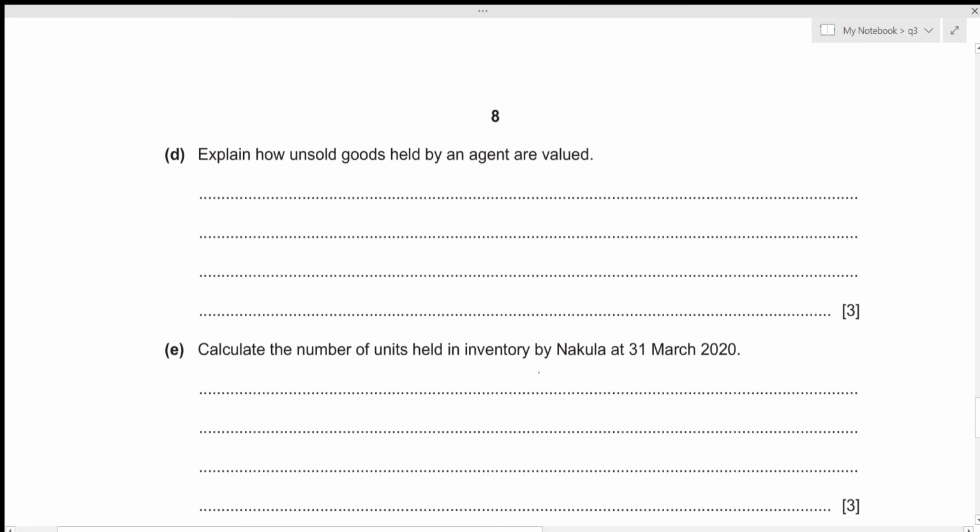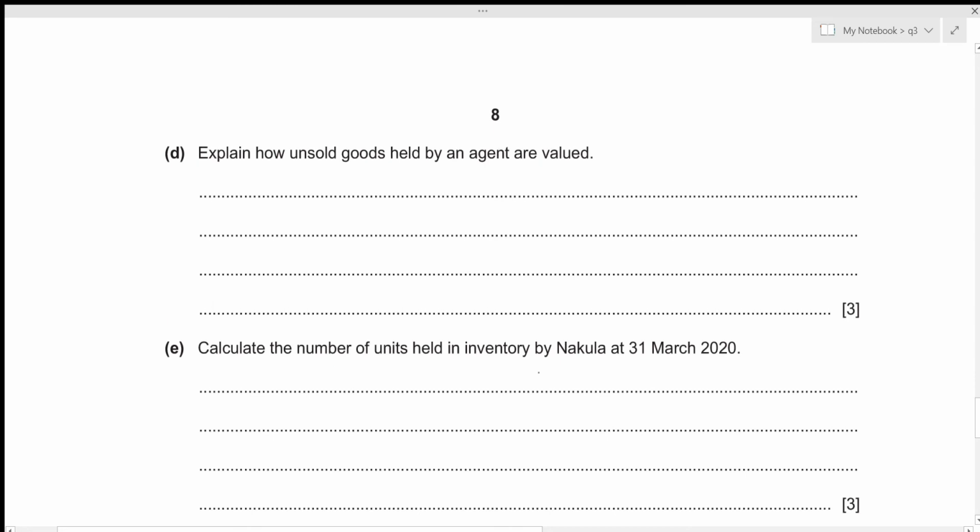Okay, for the fourth part of this question, we need to explain how unsold goods held by an agent are valued. So we know that generally inventories are valued at the lower of cost and their net realizable value, but since we're talking about a consignment, there are additional freight charges, insurance charges, and all of that, right? So we need to add those values in order to figure out our true cost. So let's write it down.